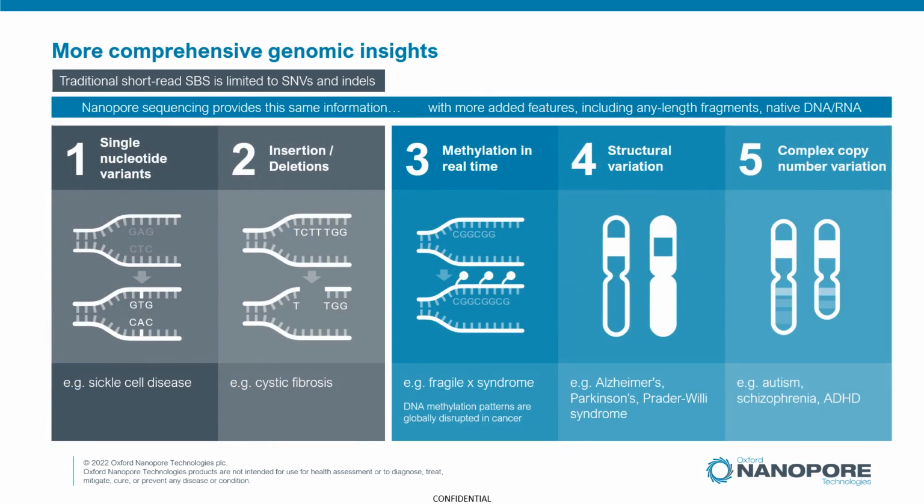With longer reads, you're able to receive more comprehensive data sets. Nanopore sequencing can deliver everything traditional short-read sequencing technologies can, plus provide new insights that were not previously possible. Short reads are limited to single nucleotide variants, including SNPs and indels, and nanopore sequencing can detect these too, but we can also read through complex structural variants, identify copy number variation, identify base modifications, and also phase mutations. And we can do all of that in one single experiment.